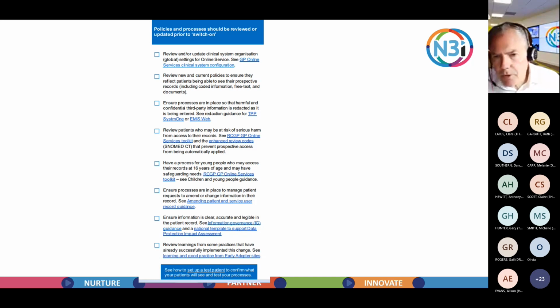You think about a process for young people who will have access at 16 and may have safeguarding needs. Again, there's a link there about children and young people's guidance to online services. Ensure processes are in place to manage patient requests to amend or change information. This is the one which I'm sure you're all sat there thinking, no.